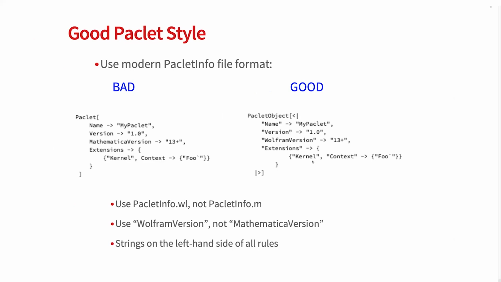And of course, the contents of a PacletObject expression is an association. You have strings on the left-hand sides of all rules instead of symbols. And this modern PacletInfo file format is understood by all versions back to 12.1, where we introduced this new format. Versions older than 12.1 do not understand this new PacletObject style of file. So if for some reason you need to write a paclet that has to work back in 12.0 or earlier, you do have to use the old style.